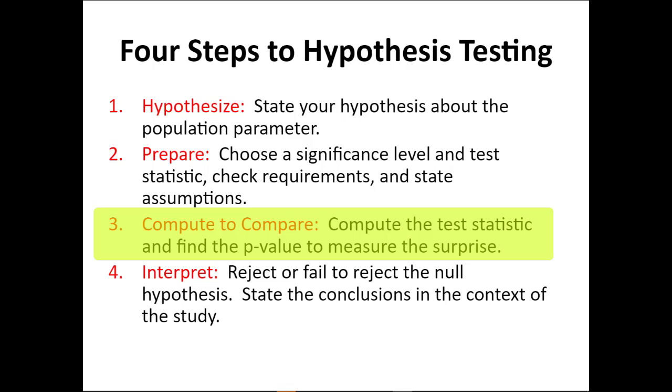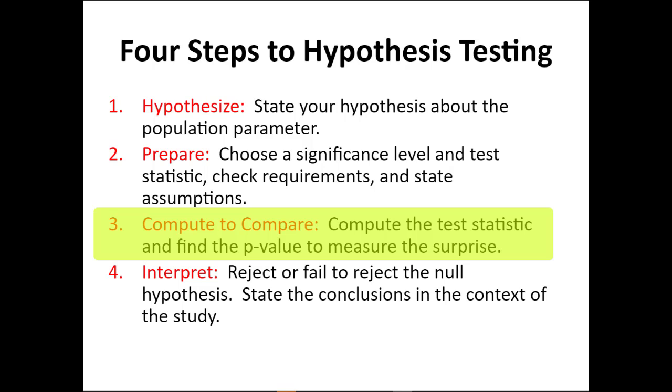In this step, you are going to calculate your Z obtained using the sample information, the population information divided by the standard error that you calculated for your sample. Once you calculate your Z obtained, you will compare it to the test statistic that you got in the prepare stage, which is called the ZCrit. And also, you're going to compare it with the model that you created.